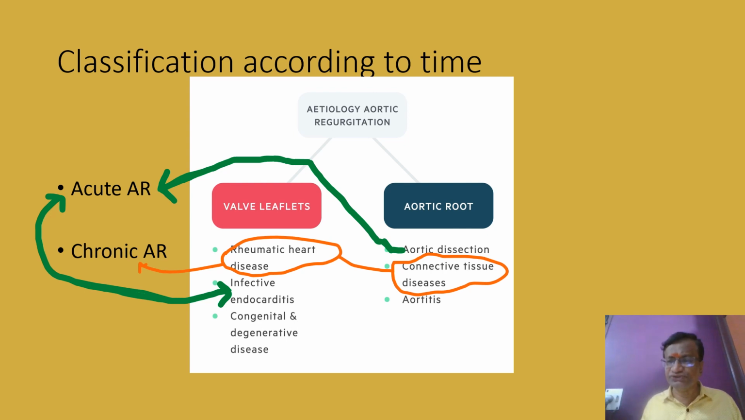It will be acute when there is an aortic dissection, aortic dilatation, infective endocarditis, acute AR. Chronic AR will be in chronic connective tissue disorders, rheumatic heart diseases, congenital and degenerative diseases. It's a chronic AR.